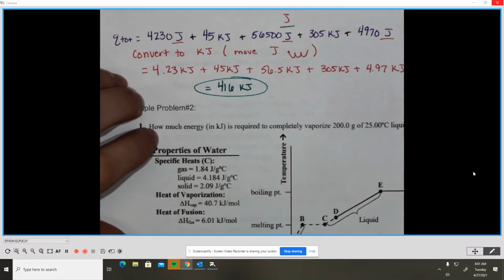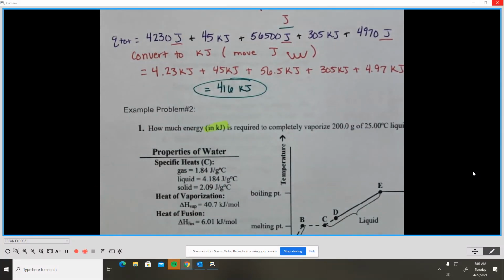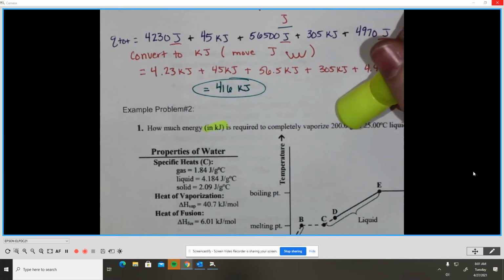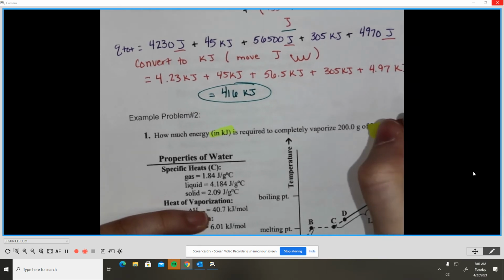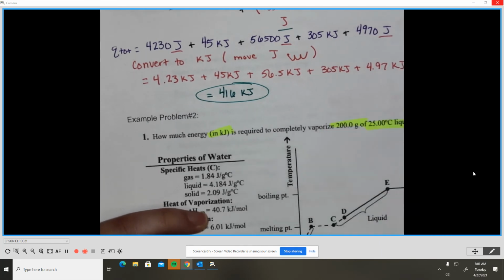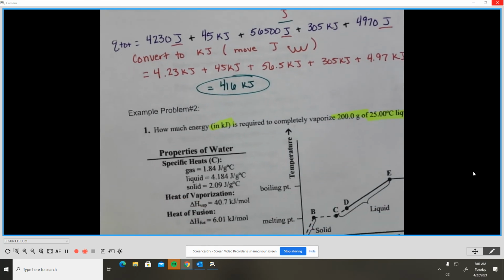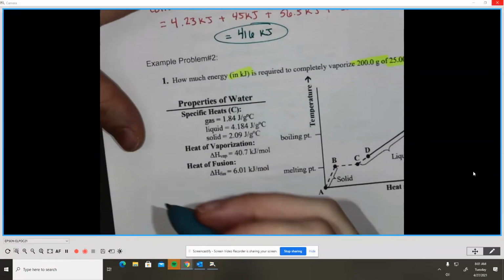This one wants to know how much energy, in kilojoules, will it take to completely vaporize 200 grams of 25 degrees Celsius water. So this water is starting at the liquid state, and it's starting at 25 degrees Celsius. We have 200 grams of that water. And so we need to first write out our steps. So what do we need to do?